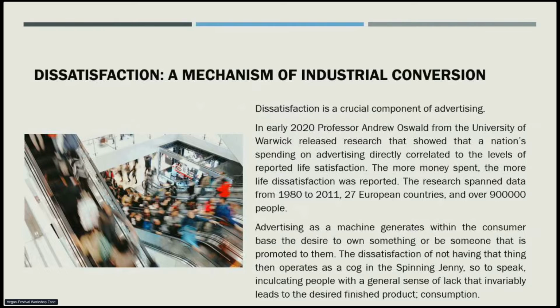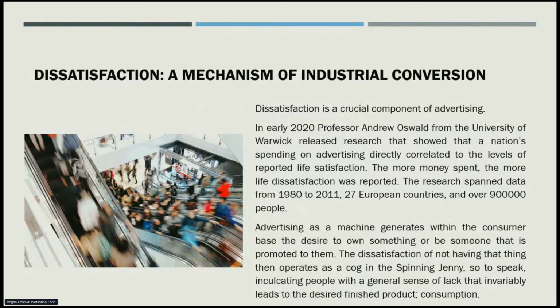So advertising as a machine generates within the consumer base the desire to own something or to be something, to belong to something, to have a specific identity, a community, patriotism, nationalism.